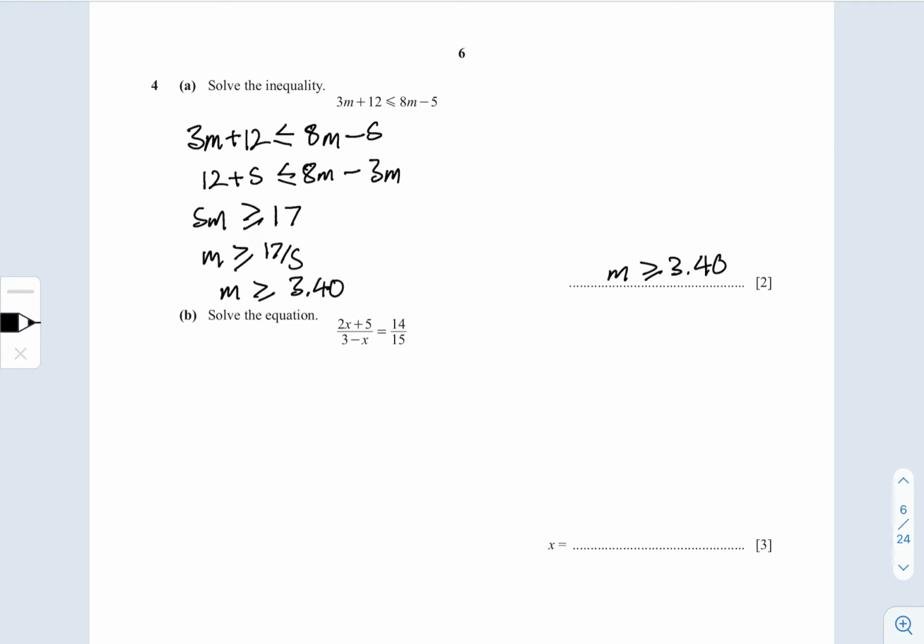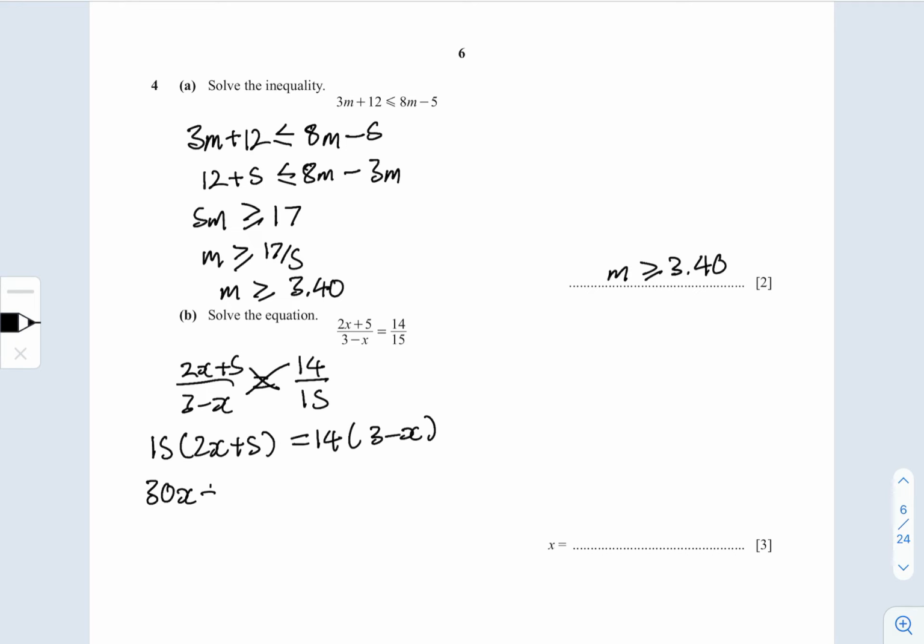Now to look at B, it mentions to solve the equation. So let's look at it together. We have (2x plus 5) over (3 minus x) equals 14 over 15. What we would do next is cross multiply. We would get 15 bracket 2x plus 5 equals 14 bracket 3 minus x. By expanding the brackets, we get 30x plus 75 equals 42 minus 14x.